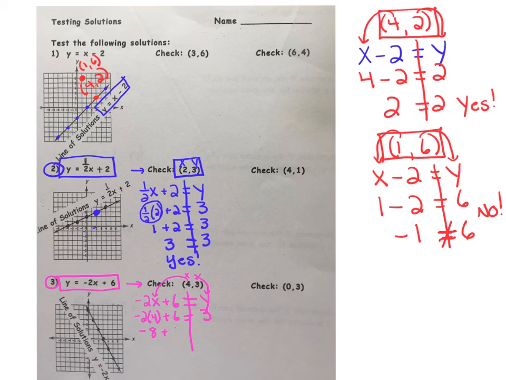Negative 8 plus 6, well, negative 8 combined with a positive 6 is negative 2. And on the right side of our equation, we have a value of 3. Clearly, negative 2 does not equal a positive 3. So no, this point is not a solution. And we can just check it very quickly on the coordinate plane. If you go over 4, up 3, that point lies here, off the line.